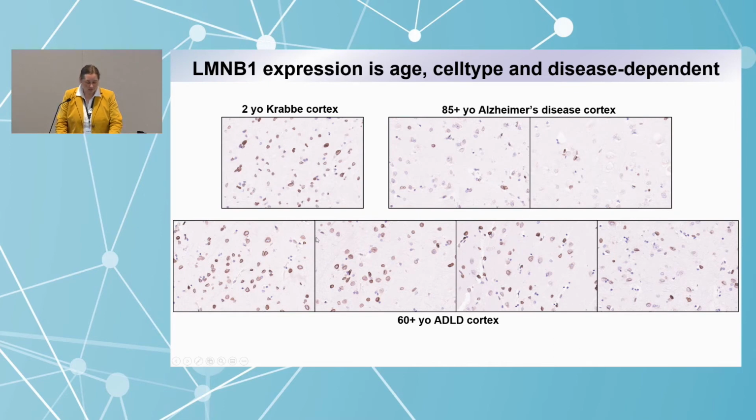This is different in our ADLD cases. At least in the cortex, we really see strong, maintained lamin B1 expression, at least until their 60s. We haven't really done a formal study comparing age-appropriate controls, so this is something we need to do. But there definitely seems to be some preservation, with high expression of lamin B1.